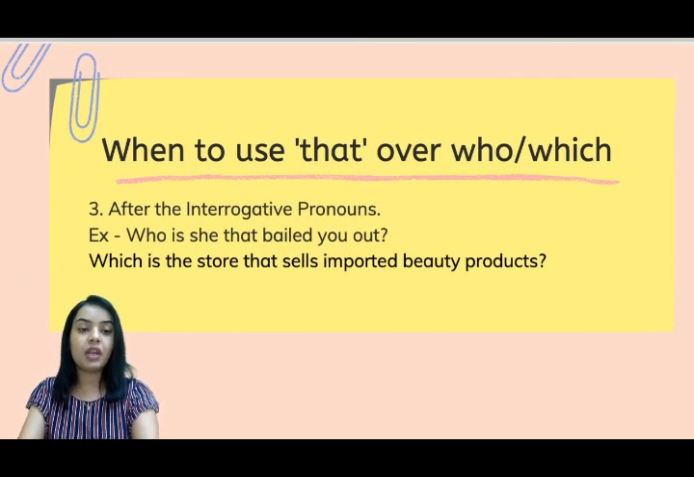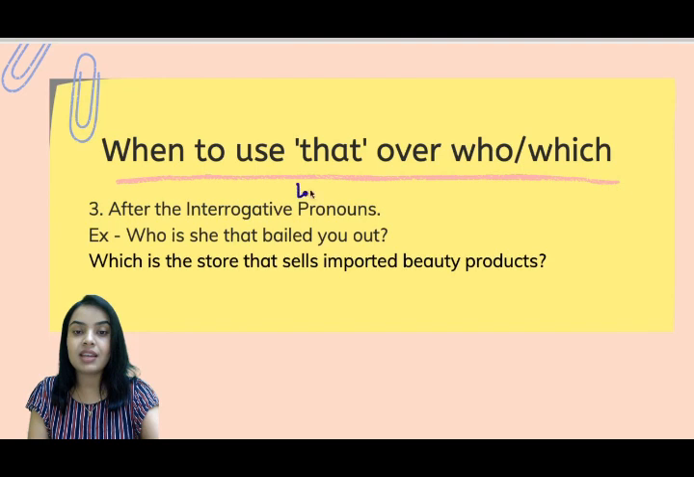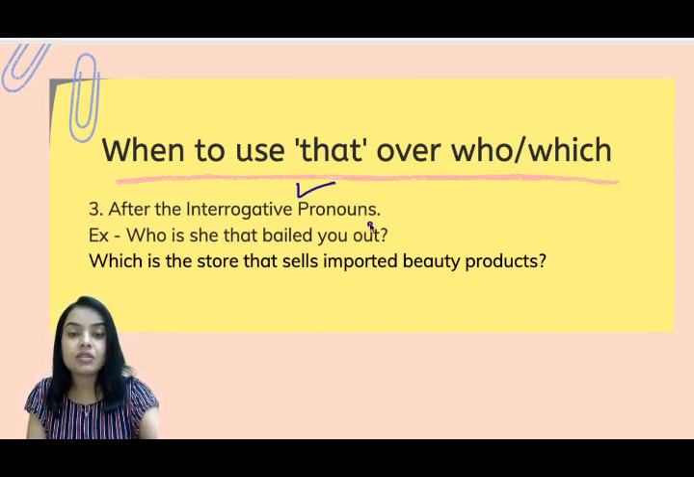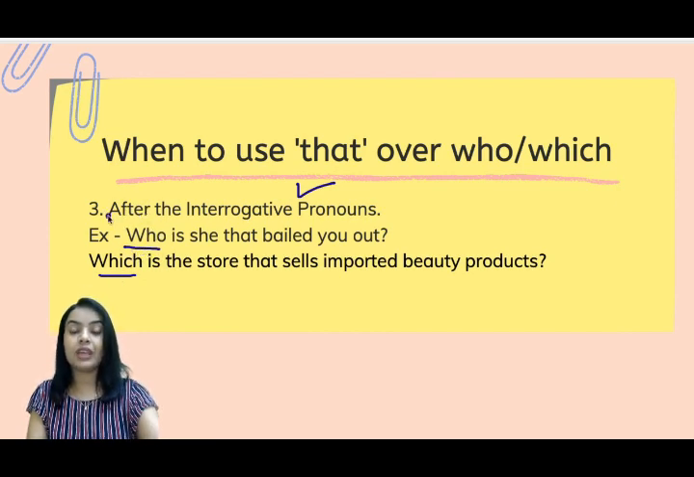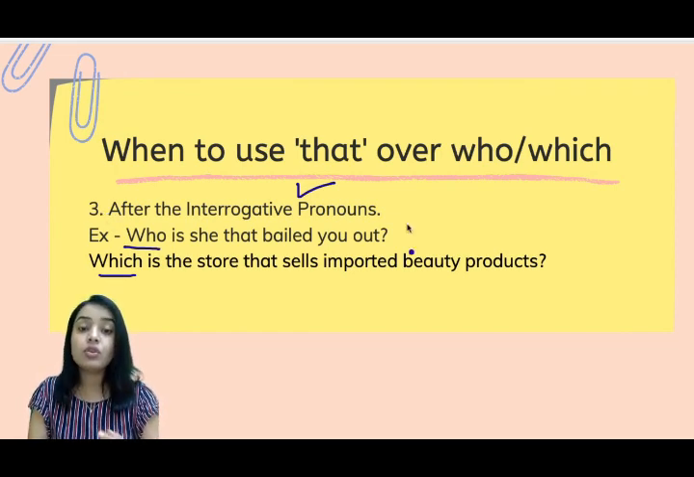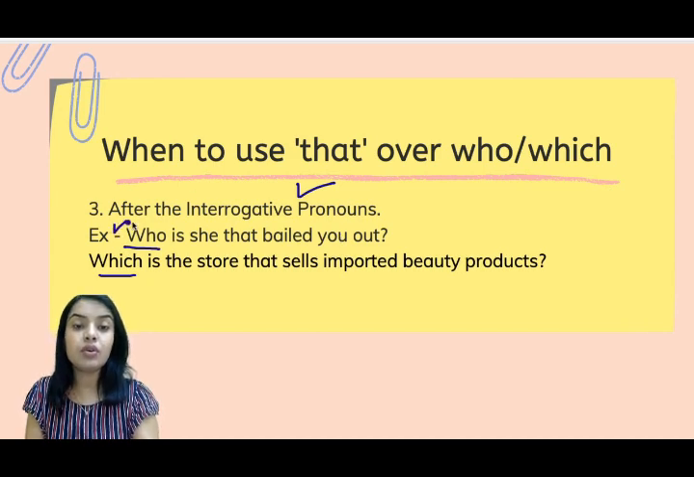The third condition is a very obvious one, that is if you have an interrogative sentence, that is, a sentence that carries interrogative pronouns. Already my sentence is starting with who and which. These are not what we use as relative pronouns, but they help us to make a question. So who is she that bailed you out? I'm asking a question. I'm already using who to frame a question.